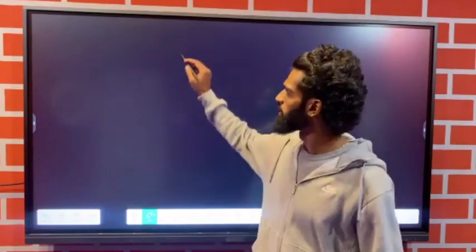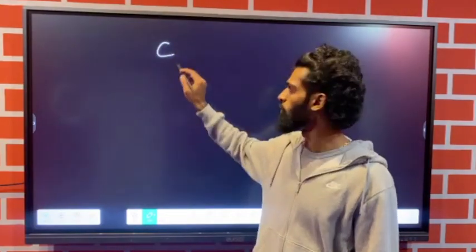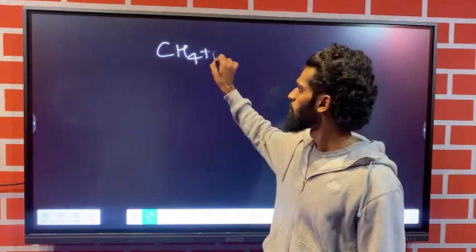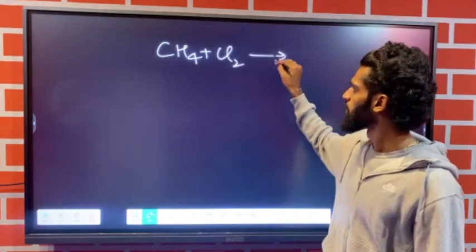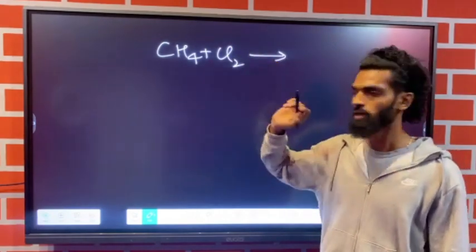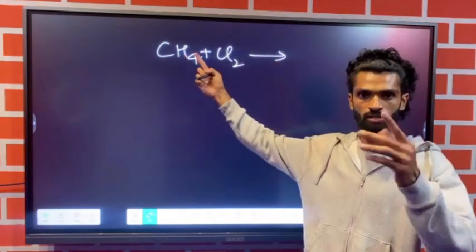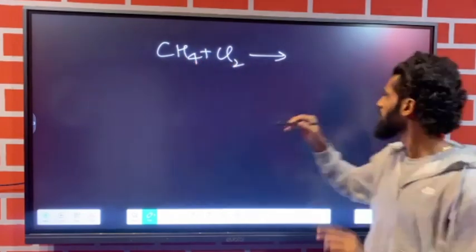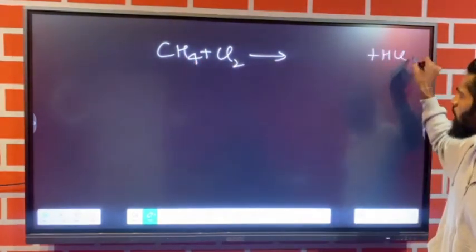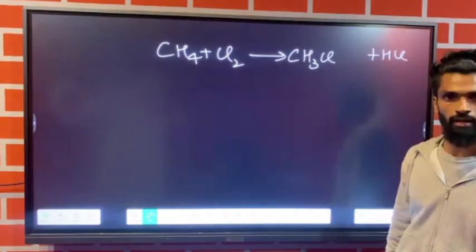Whatever, guys, the 10th standard. We start off with the alkane, CH4, plus we add some chlorine, Cl2. We get another condition: diffuse sunlight. How does it work? Out of 4 hydrogens, 1 H comes out, 1 Cl comes out, combine to give HCl. Whatever is remaining is CH3Cl. Correct? Now what happens?